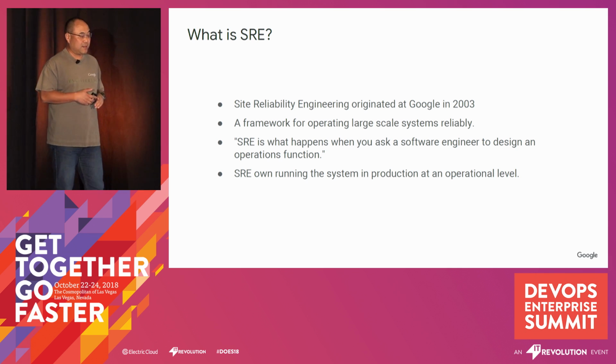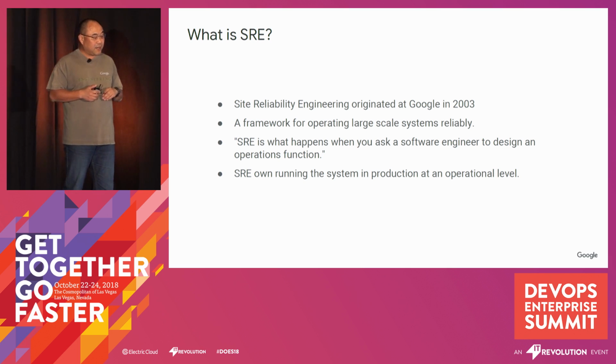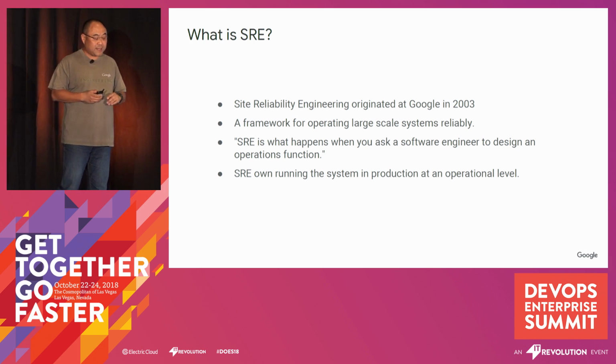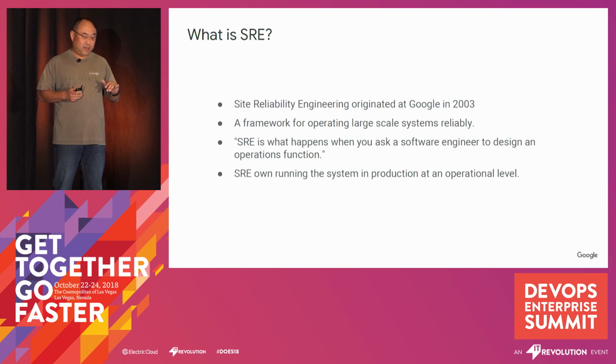The second one is we typically paraphrase from Ben Traynor, the VP of engineering inside Google, who many consider to be the founding father of this concept. SRE is what happens when you ask a software engineer to design an operations function. So let me emphasize these two key things here: software engineer and operations function. Inside Google, SRE own running the system in production at every operational level. Or put another way, we own the production system.